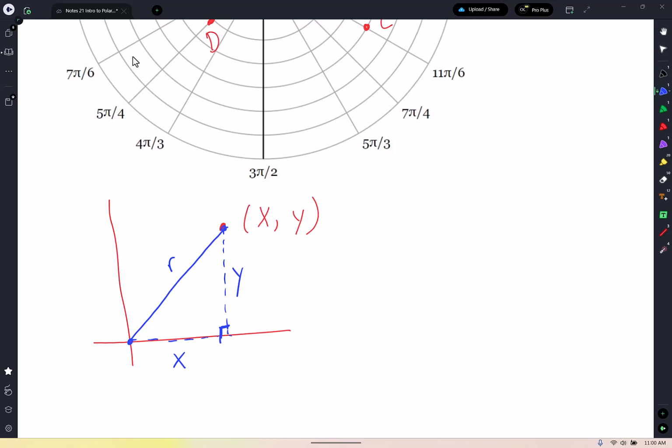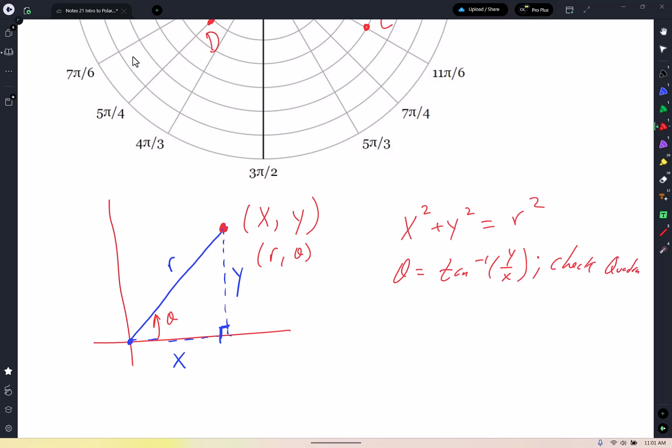So what relationships do we see here? Well, I see that with the Pythagorean theorem, x squared plus y squared equals r squared. If we call this angle theta, we can represent this as r comma theta. We can say that theta is arctan of y over x, and I'm going to put check quadrant. See? And let's see, what else? SOHCAHTOA.